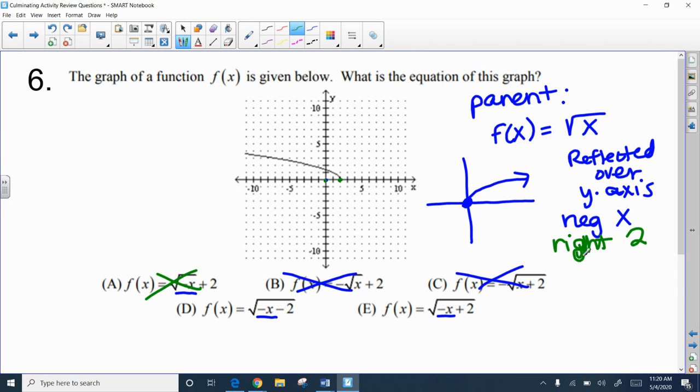Okay, but one thing to remember, if something is shifted to the right, it's actually doing the opposite. So this would actually be a subtract 2 with the x. So the one with the subtract 2 with the x is choice T. So we had to recognize the parent function and then look for the transformations that are taking place.